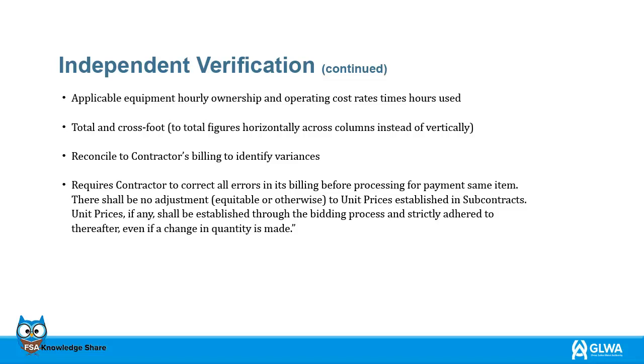Next, reconcile with the contractor's invoice to find any discrepancies. The contractor is required to correct all billing errors before processing payment for the same item. Unit prices defined in subcontracts will not be adjusted, equitably or otherwise. If there are any unit prices, they must be determined during the bidding process and strictly adhered to thereafter, even if the quantity is changed.